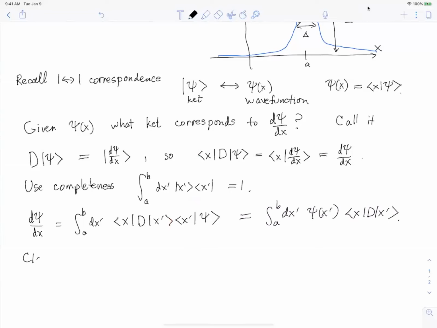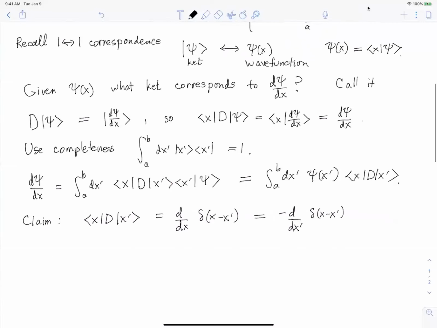Okay, so now I claim that that object, <x|D|x prime>, is equal to d by dx of the delta function of x minus x prime, which, by the way, is also equal to minus the derivative with respect to x prime of the delta function. And the reason we know that is because this is a function only of x minus x prime, so a derivative with respect to x is the same thing as minus a derivative with respect to x prime. Okay, so let's check the claim.